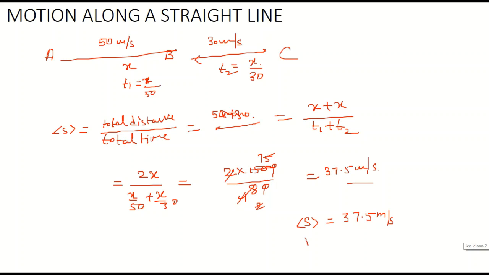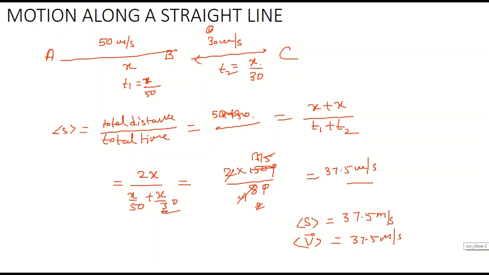If you find any mismatch in the data, students, I recommend that you change the value. Let's suppose if I had 20 meter per second instead of 30, you will put 20 meter per second here, and then do the calculation accordingly. Then the answer will definitely be different.